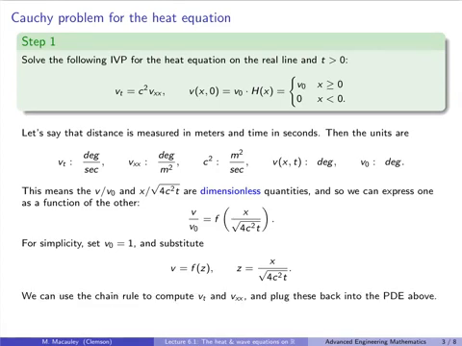Now we can use the chain rule to compute the partial derivatives of v that we need to plug back into this PDE. So let's start with Vt. Vt, the time derivative of v, is just the derivative of f times the time derivative of the inside, z. So let's compute that. So z is x over root 4c squared times t to the minus 1/2. I still need to do this anytime there's a function like this. I need to write it out basically.